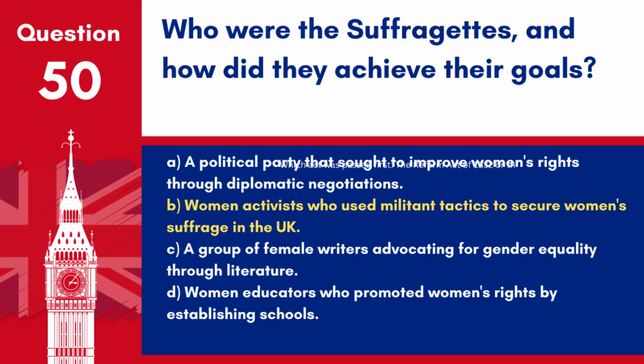Answer: B. Women activists who used militant tactics to secure women's suffrage in the UK. The Suffragettes, notably part of the Women's Social and Political Union, led by Emmeline Pankhurst, employed direct action and public protests to successfully campaign for the extension of voting rights to women.